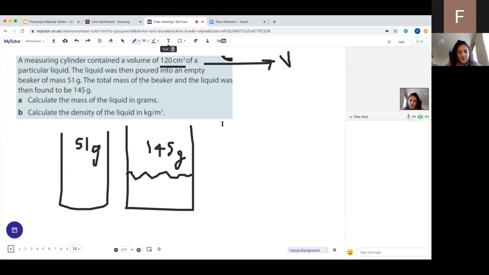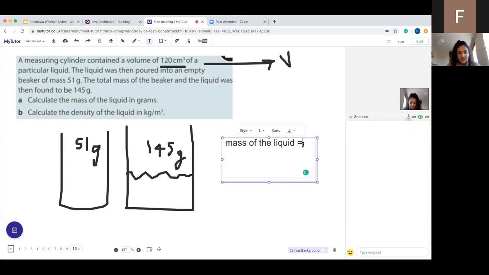What is the mass of the liquid? Put your answers in the chat. It should just be a simple subtraction. Notice that it is in grams. So the mass of the liquid in grams is 94 grams.